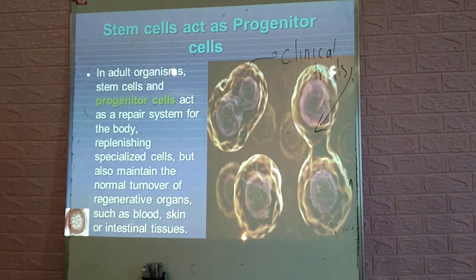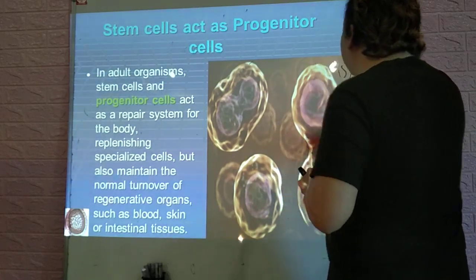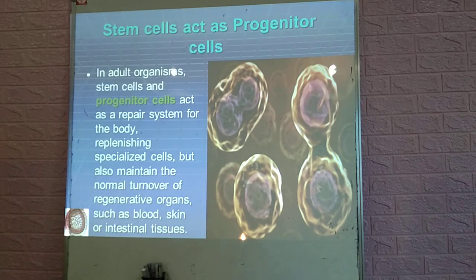If you are to remember, I already told you about this one before. Progenitor cells, which can either be, remember guys, common myeloid or common lymphoid. In adult organisms, stem cells and progenitor cells act as a repair system for the body, for replenishing specialized cells which are also functioning differently. But also, they maintain the normal turnover of regenerative organs such as blood, skin, or intestinal tissues.